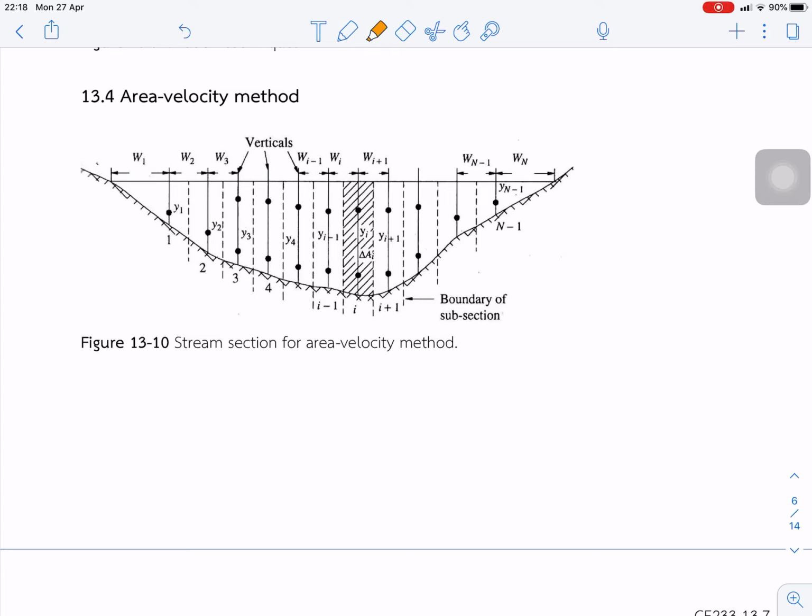To measure the flow rate in the big river, we can't just measure one point. We have to divide the whole cross section into small sections. We call this the area velocity method. In this case, we divide it into many sections, find the Q for each section, for example this one, and sum them together to get the total Q, the flow rate through the whole section. Okay.